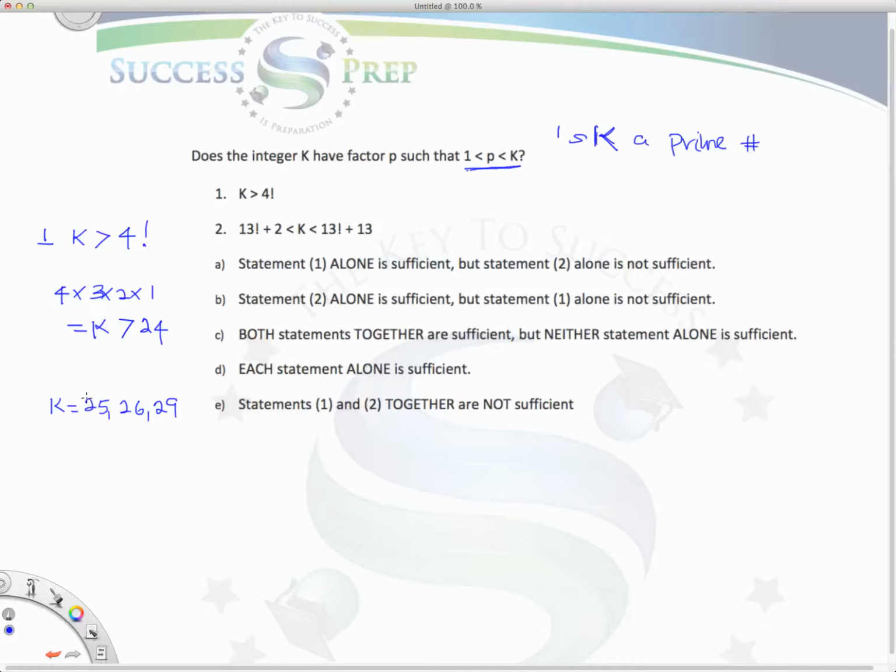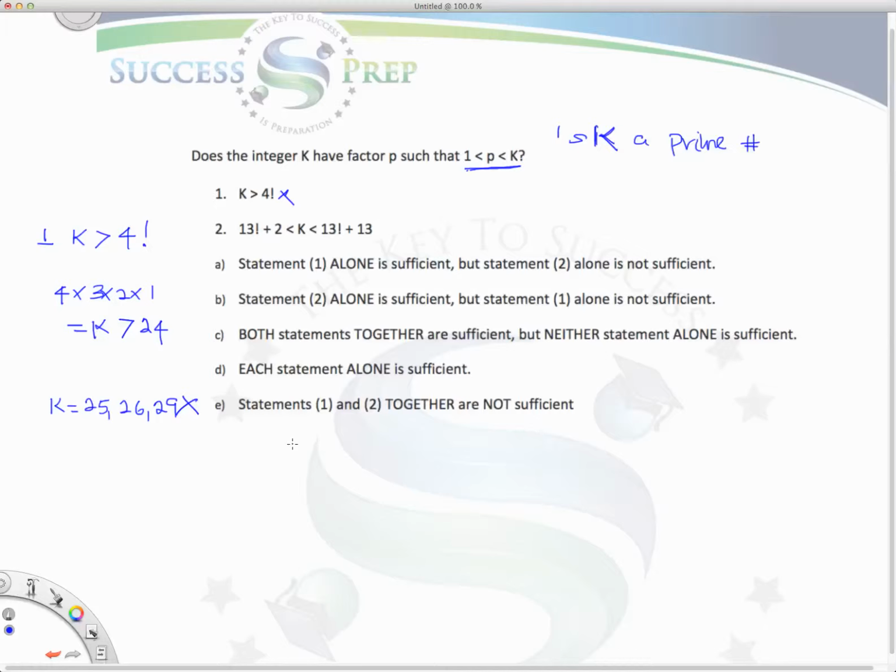In this case, 25 is not a prime number. 26 is not a prime number. But 29 is a prime number. So statement 1 is inconsistent, because k is not prime for 25 and 26, but 29 is a prime number. So statement 1 is insufficient, and I'm going to go ahead and cross that out.